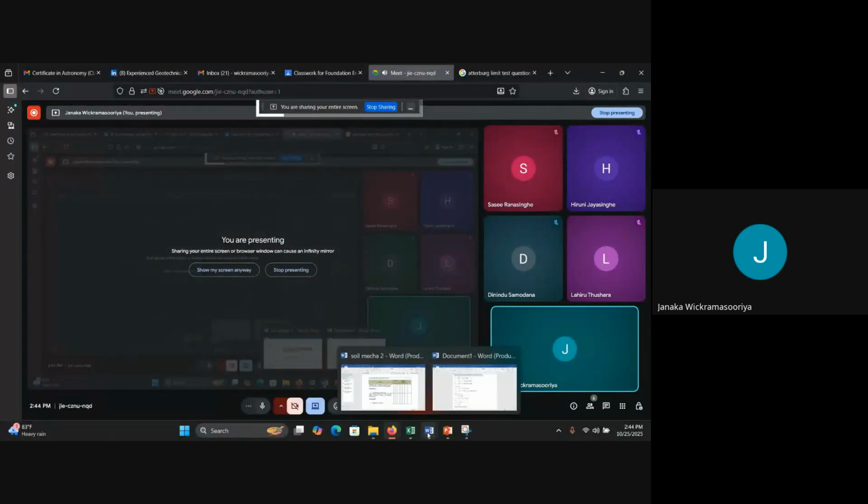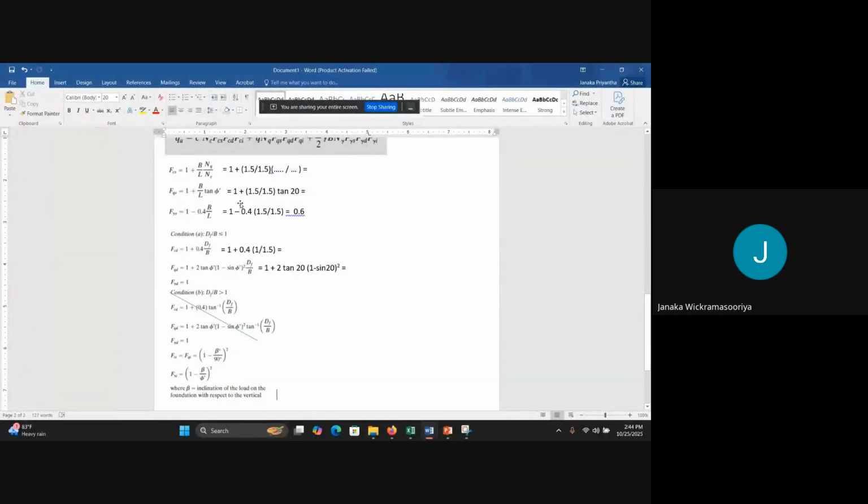Sorry, I was just telling, later I found that I was not connected. This Google thing is not that convenient. I wrote everything, and later I found that the stop sharing symbol is not there.